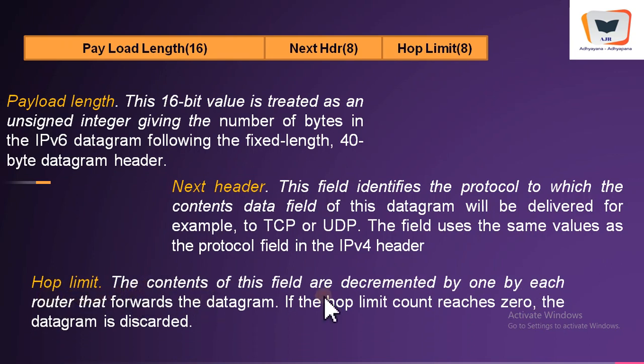Hop limit. The contents of this field are decremented by 1 by each router. This is similar to TTL in IPv4, that is time to live. Time to live is there in IPv4, and that is renamed as hop limit. It indicates how many hops the datagram has to make before it reaches its destination. The contents of this field are decremented by 1 by each router that forwards the datagram. If the hop limit count reaches 0, the datagram is discarded. Usually discarding of the datagram happens whenever the datagram is stuck in a loop.